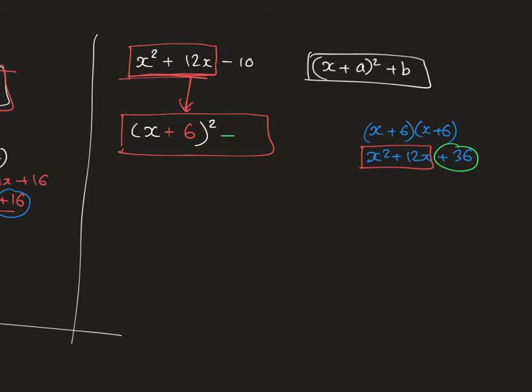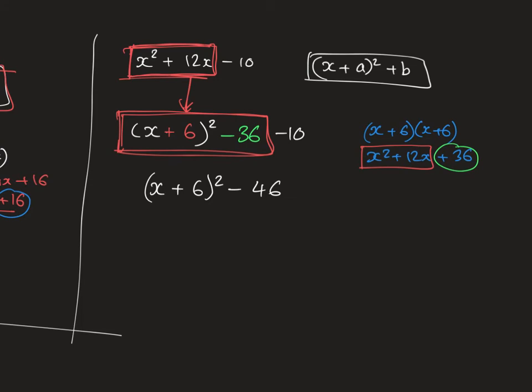So all we have to do is take away that 36, and then we know that this box here is the same as this box here, but don't forget the minus 10 on the end. So the final factorized form, into completed the square form, would be x plus 6 all squared minus 46 here.